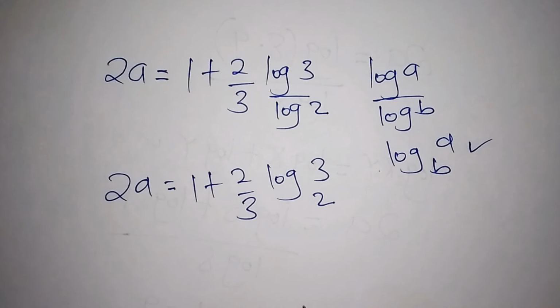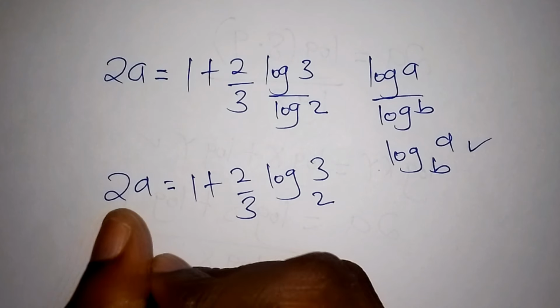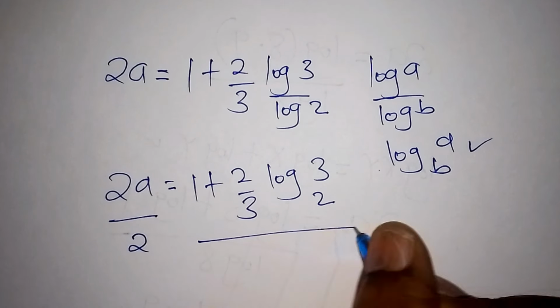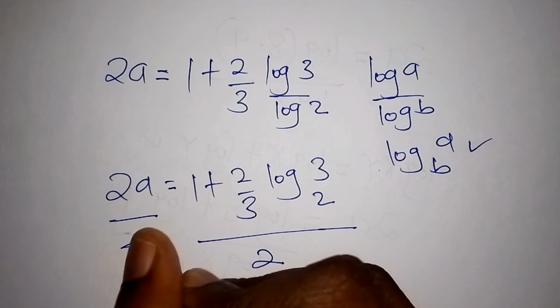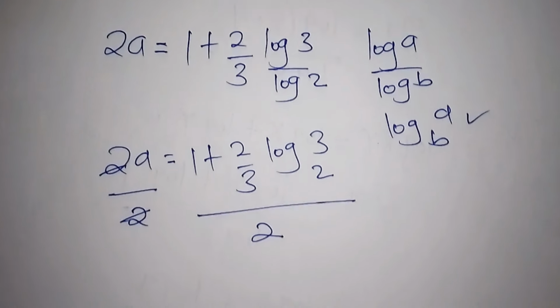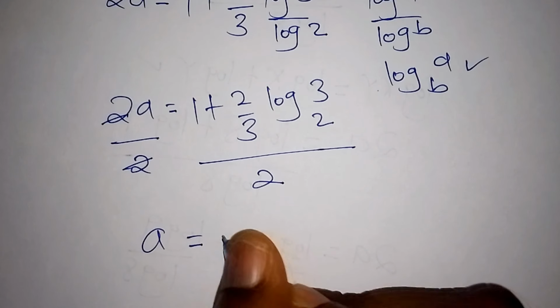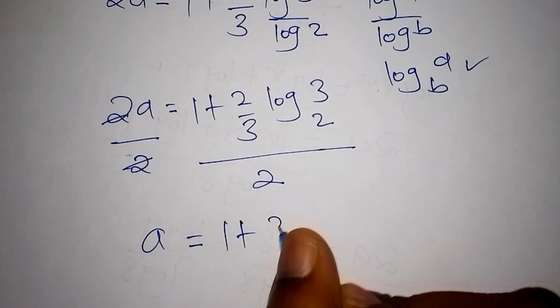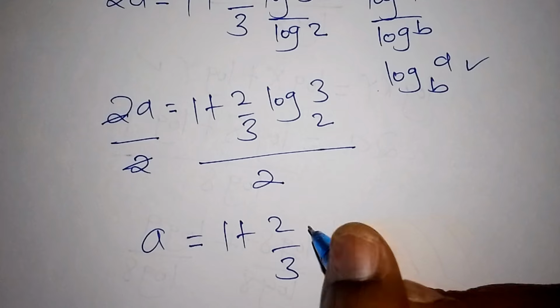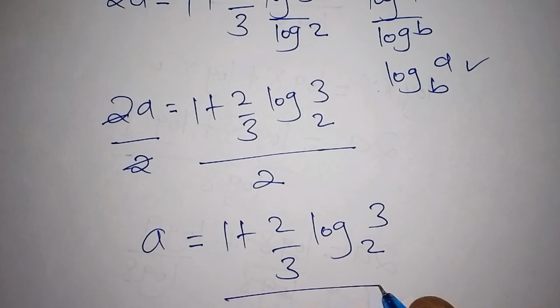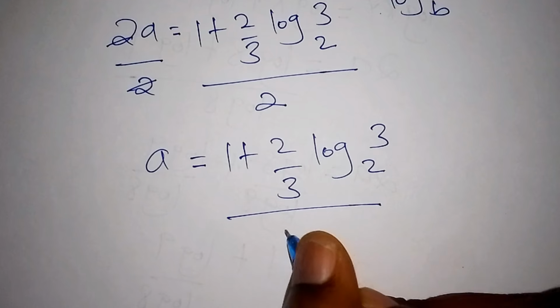From there, we shall divide both sides by 2. So 2 by 2 shall cancel. Now our value for a is equal to 1 plus 2 over 3, the log of 3 to the base of 2, all over 2.